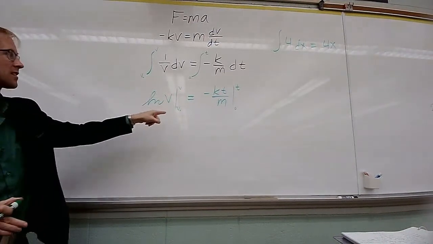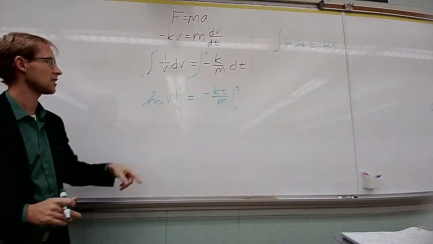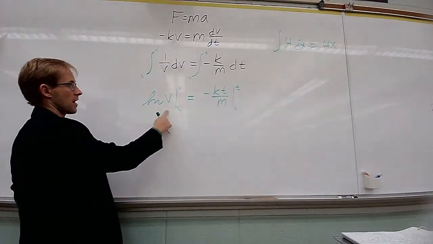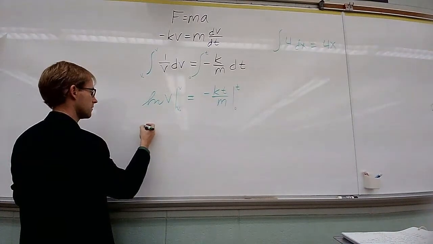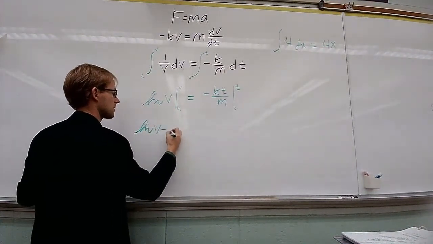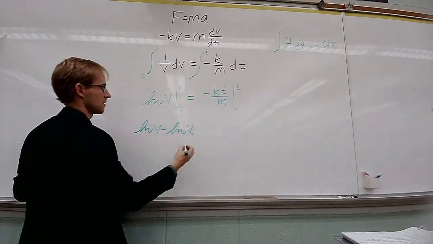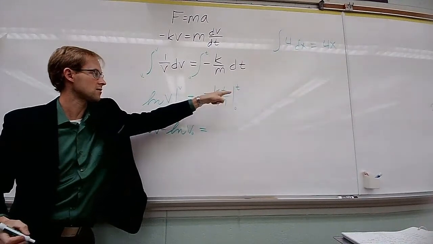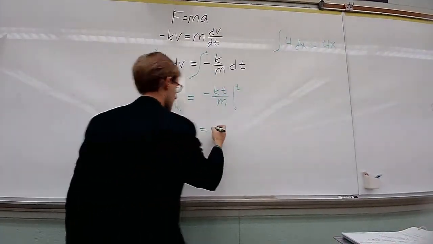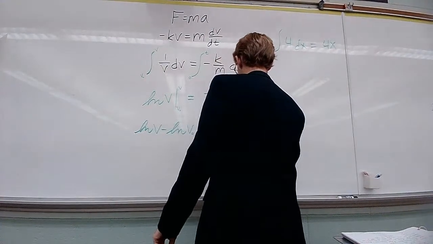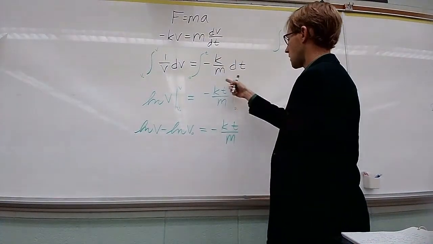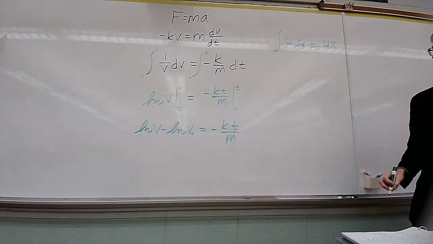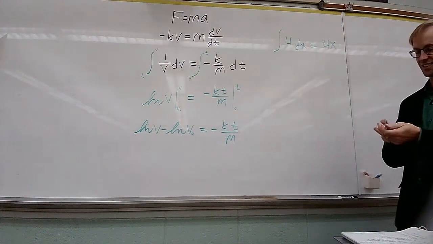So if we're going to do this and actually put these values in here, if we plug in v for v here and then subtract v original, it's the natural log of v minus the natural log of v original equals, and then if I plug in the t for t here, that's just negative kt over m. And if you plug in 0, it all goes away, so we're just left with this right now. We're done, right? Well, this is halfway.